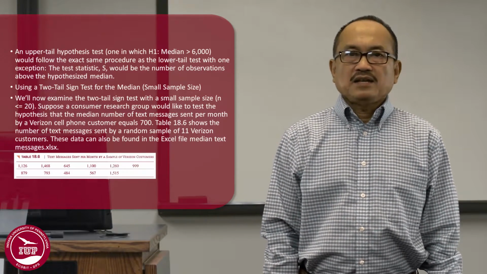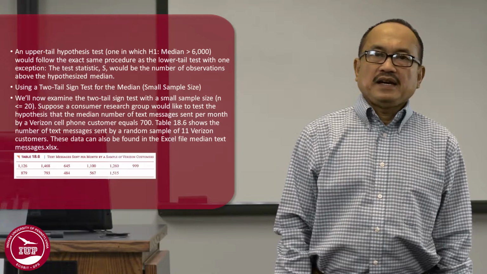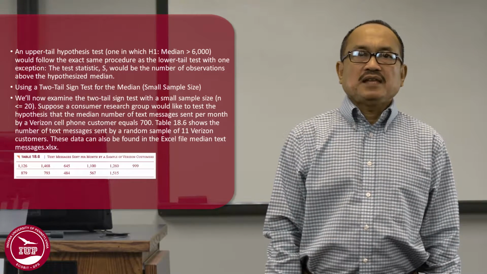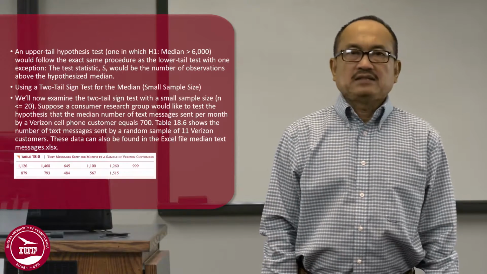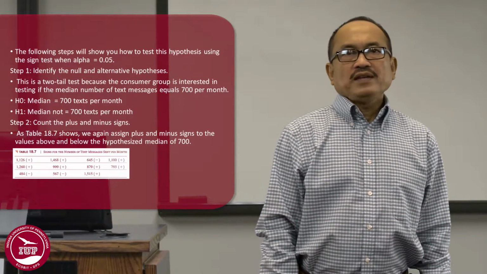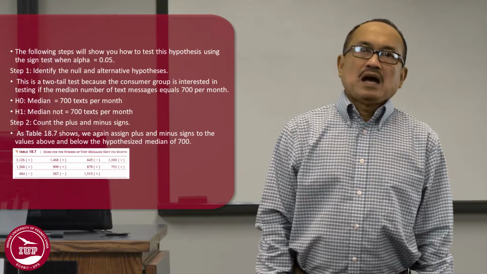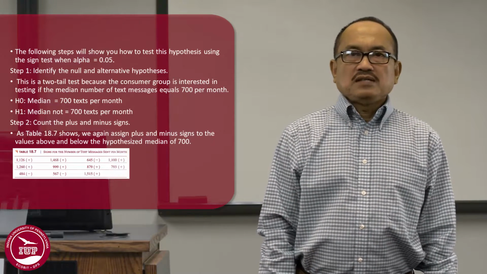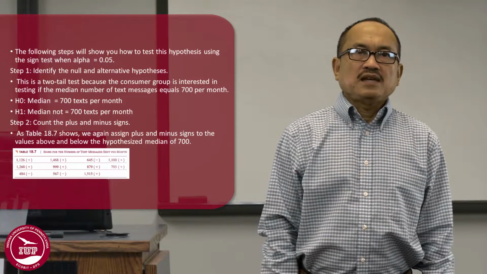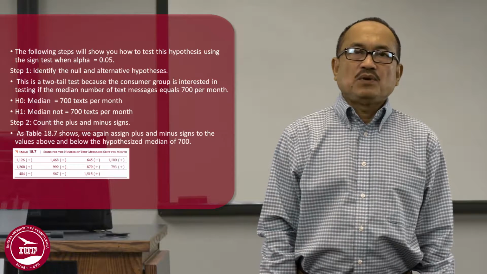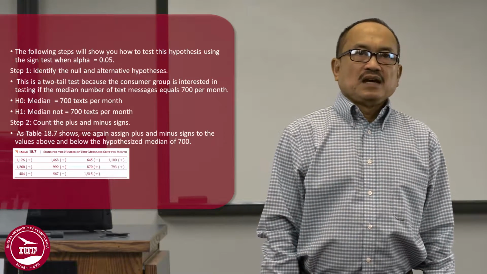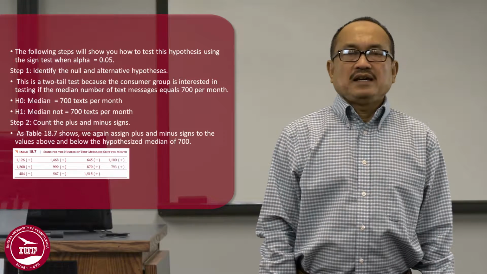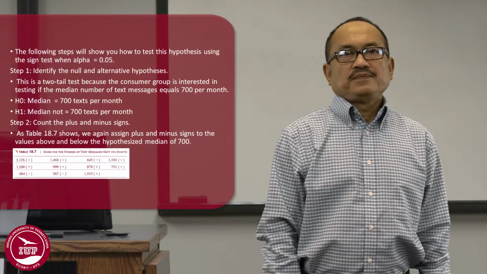This data can also be found in the Excel file median text messages.xlsx. The following steps will show you how to test this hypothesis using the sign test when alpha equals 0.05. Step 1. Identify the null and alternative hypothesis.